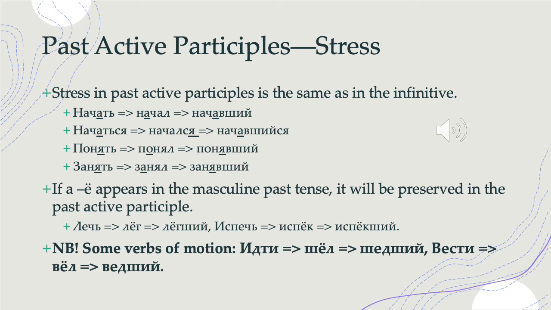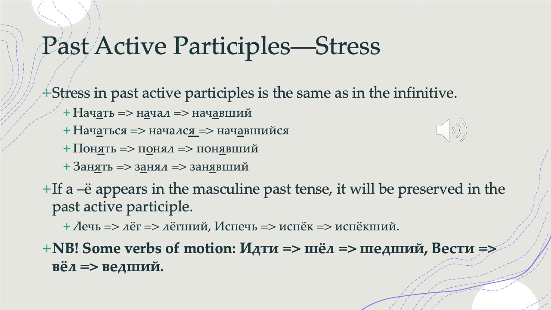Also, if a yor appears in the masculine past tense, it will be preserved in the past active participle. For example, liech becomes lyok in the masculine past tense and is lyokshi. Ispiech becomes ispyok, and then the past active participle is ispyokshi. However, note that this is not the case in some verbs of motion.